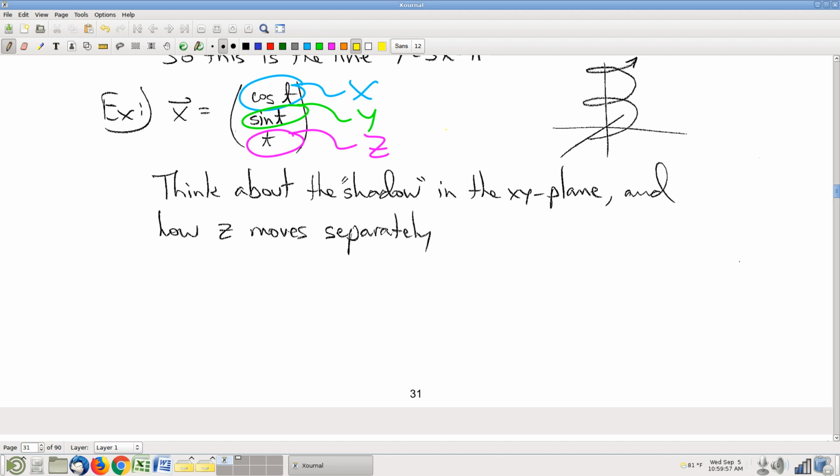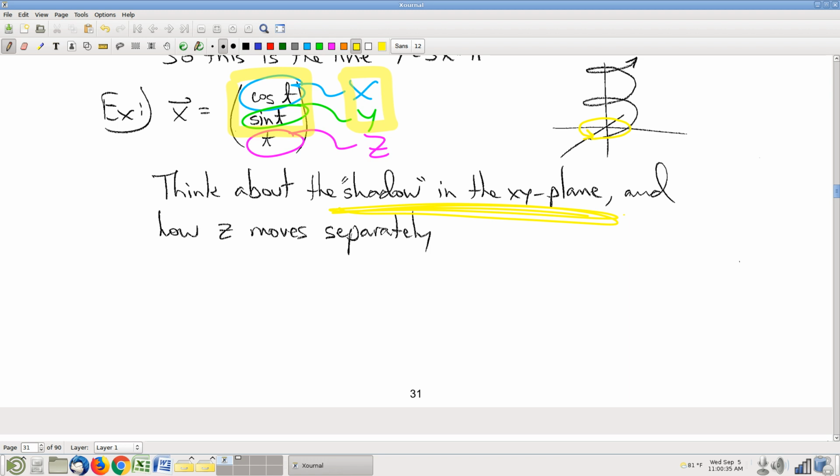Think in terms of breaking it down. What can I say about x and y? X and y by themselves, you can persuade yourself, are going around in a circle. Oh, we already studied that one. X is cosine t, y is sine t. So in the xy plane, this is going around in a circle. Now that ignores z. When you're ignoring z, you're looking at the shadow, the projection down in the xy plane. The shadow of this curve in the xy plane is a circle going counterclockwise.